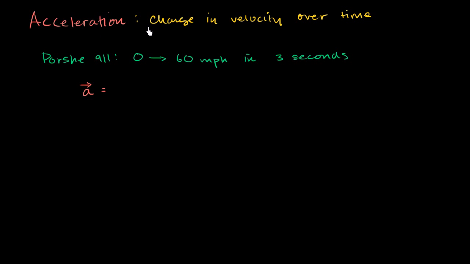Let me write it down with different notation, just so you can familiarize yourself if you see it in a textbook this way. So change in velocity, this delta symbol right here just means change, over time. As I've mentioned in previous videos, time is really a change in time, but we could just write time here. This 3 seconds is really a change in time.